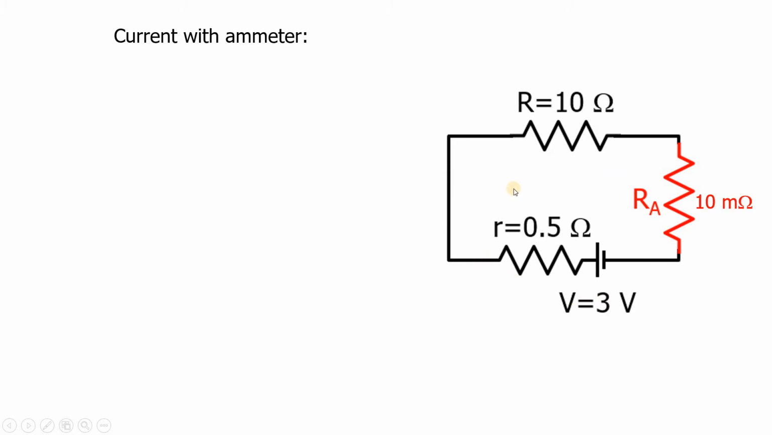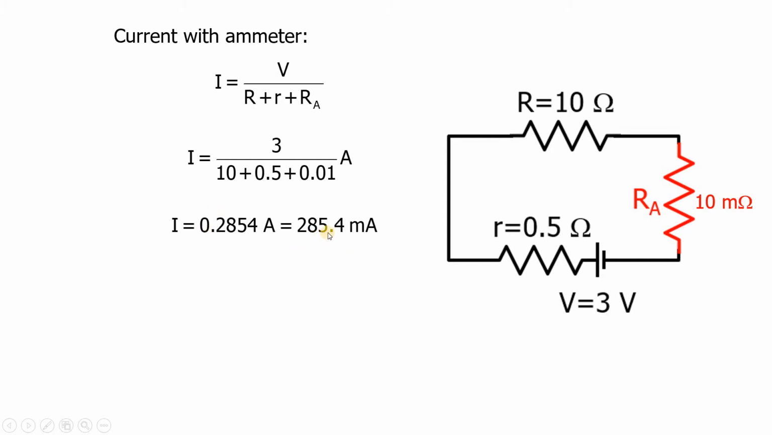Now, the total current flowing through the circuit is I equals V by (R plus small r plus R here). So here it is 3 by (10 plus 0.5 plus 10 into 10 to the power of minus 3), that is 0.01. So the total current is equal to 285.4 milliamperes.